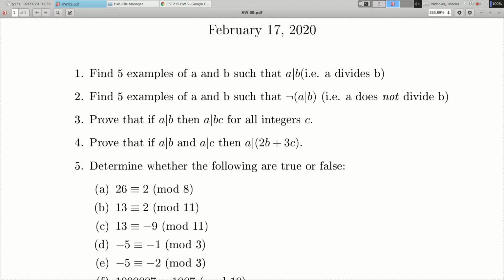Are we doing number 3? And then do number 3, yeah. So number 3 is to prove that if A divides B, then A divides BC for any A, B, and C. They gave us the definition: B is a multiple of A, so B equals A times Q for some integer Q. That's our definition.